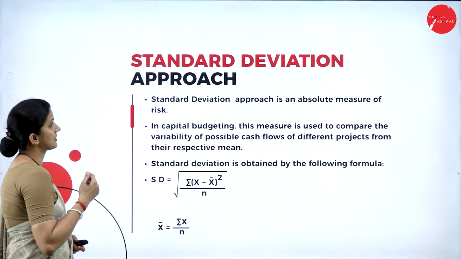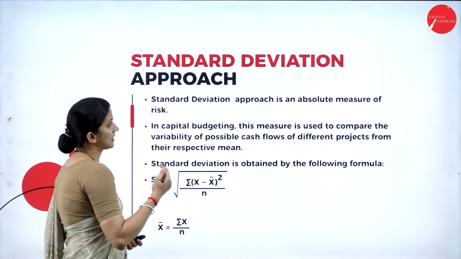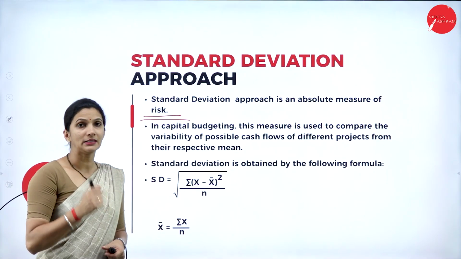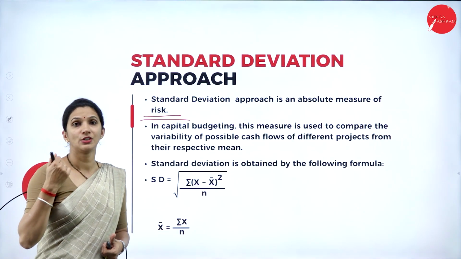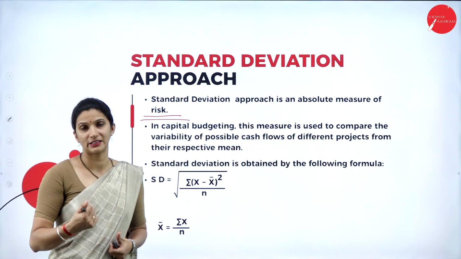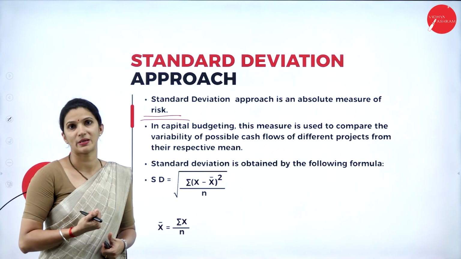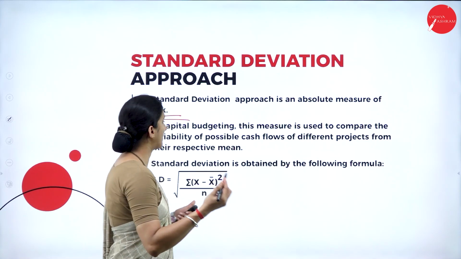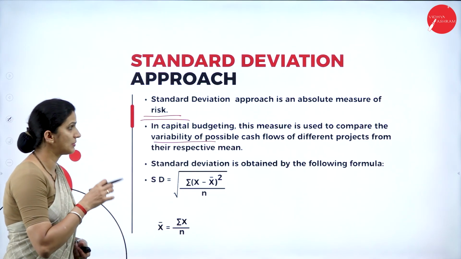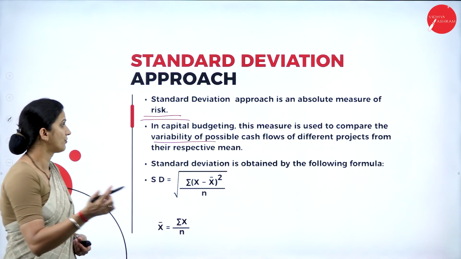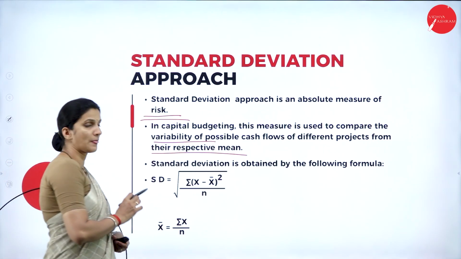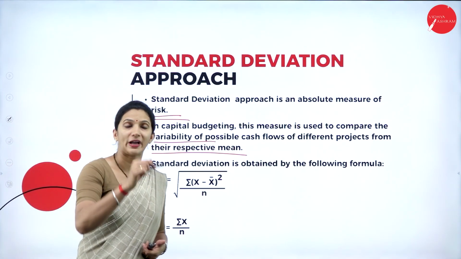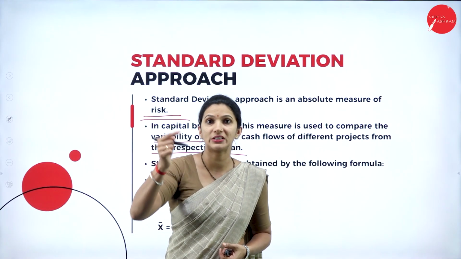So here we'll see the standard deviation approach. The standard deviation approach is an absolute measure of risk. So mainly the standard deviation is used to measure the risk involved in any project or in any investment decision. In capital budgeting, this measure is used to compare the variability of possible cash flows of different projects from their respective mean. So that means under capital budgeting, your standard deviation is mainly used to find out the variability between the cash flows.